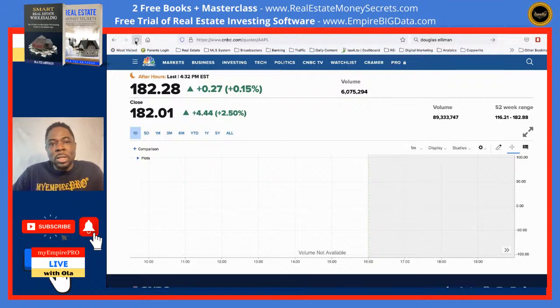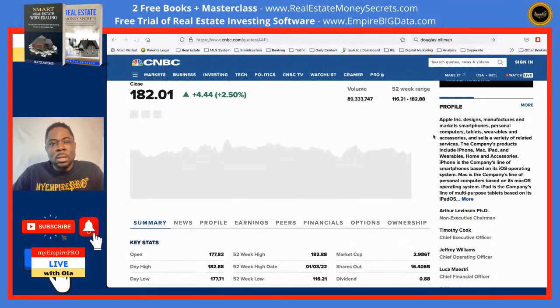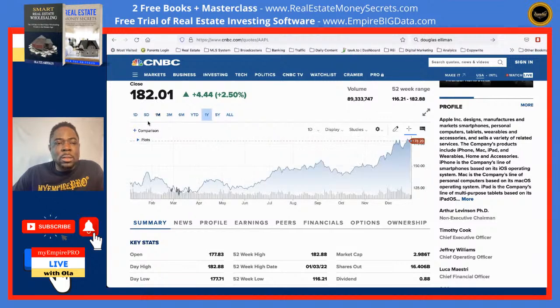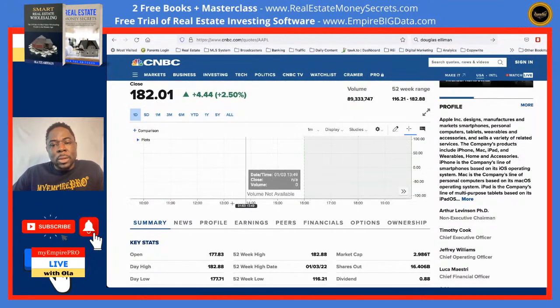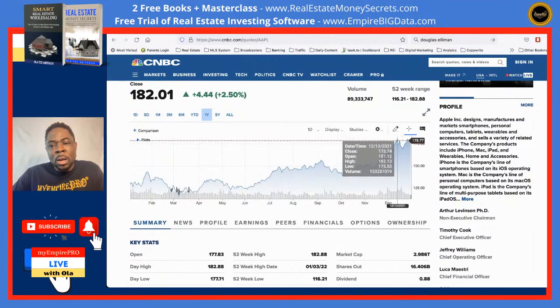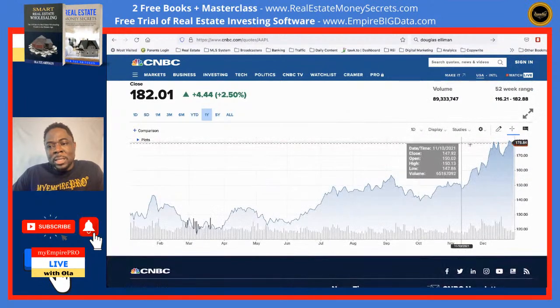Let me refresh. That's one day. Okay, so I can't see it. This is a 1 year chart, because the market is closed right now. But anyway, if we look at 1 year, all right, it tested that high 3 times.